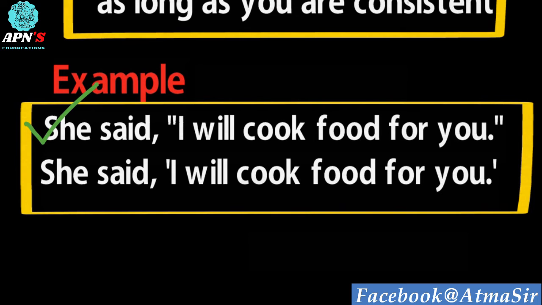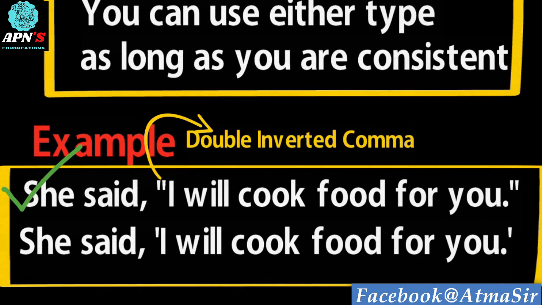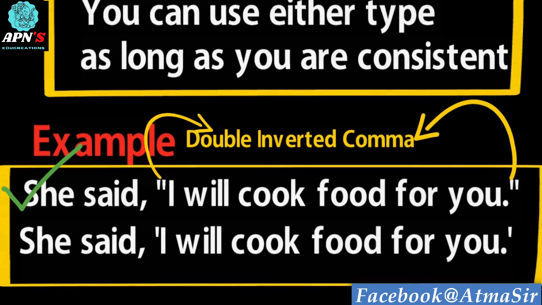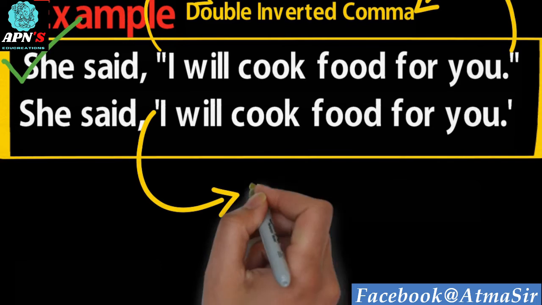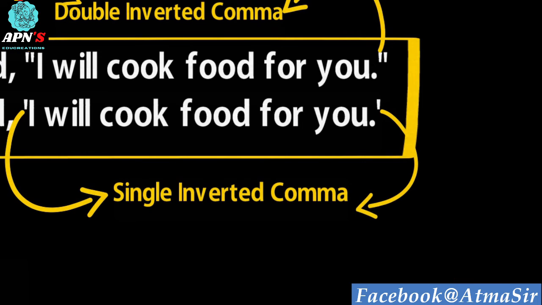She said, comma, double inverted comma, "I will cook food for you," full stop, then once again double inverted comma. This sentence is an example of double speech marks. She said, comma, with a single inverted comma, 'I will cook food for you,' full stop. Then there is another single inverted comma. This sentence uses single speech marks.